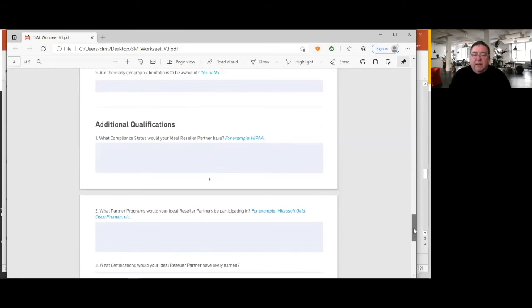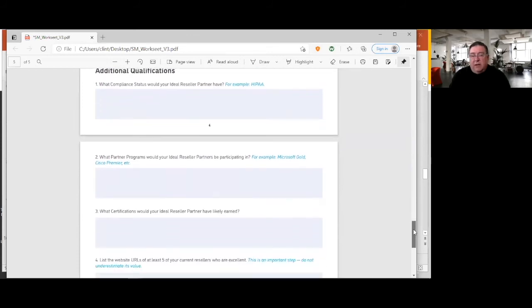And then there are the additional qualifications. Again, I mentioned this a little bit earlier, but like the certifications they have. Are they working within the GDPR framework? Are they working in the HIPAA framework? Are they working in NIST? Do they have SOC 2 compliance if needed?